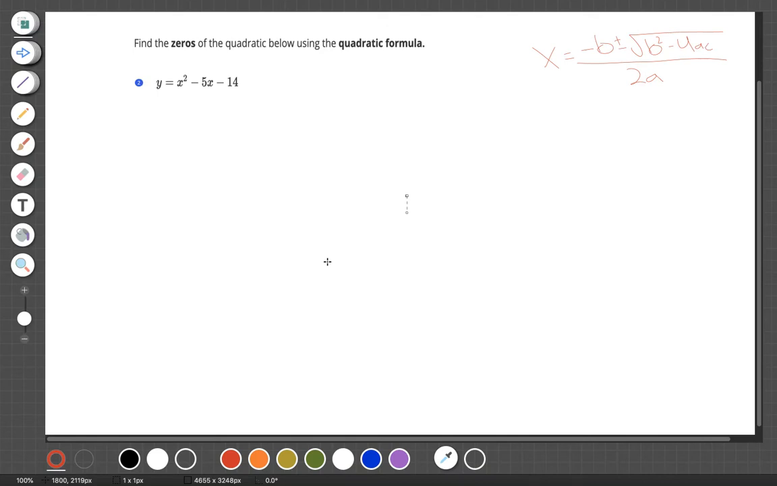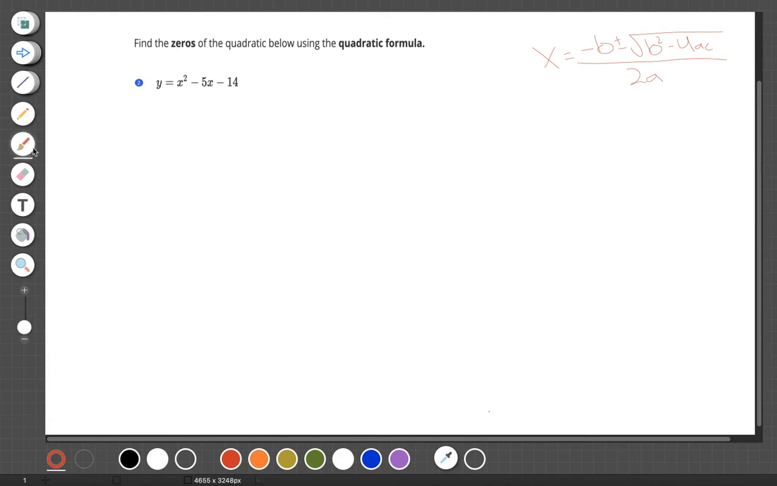All right, we're going to do number 2 as an example. So first thing for number 1, make sure you have this written. If you don't, super important, the quadratic formula. It's right here. x equals negative b plus or minus the square root of b squared minus 4ac, all over 2a. Make sure you got that.